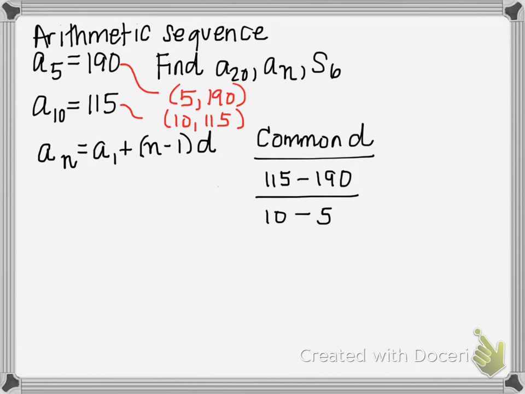And we get negative 15 for the common difference. So we can plug that in for d. Of course, you understand that I found d, and I'm going to plug that in for d.